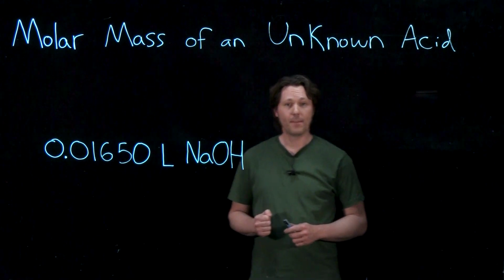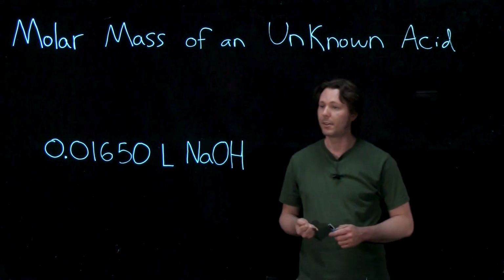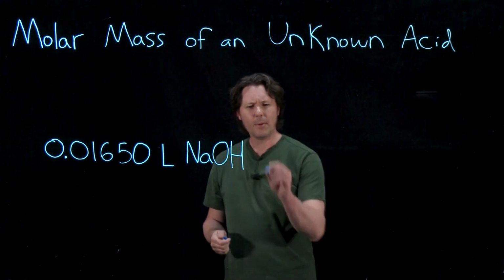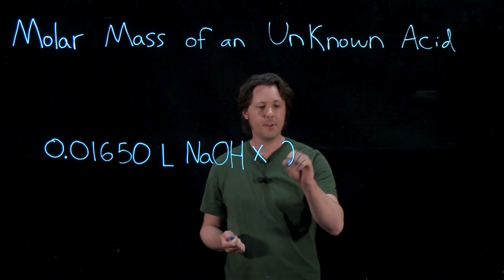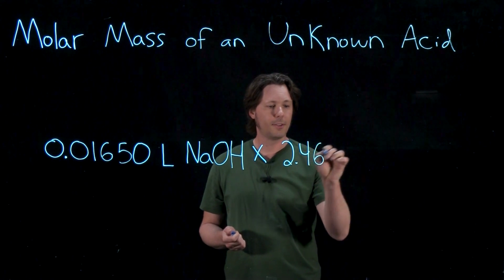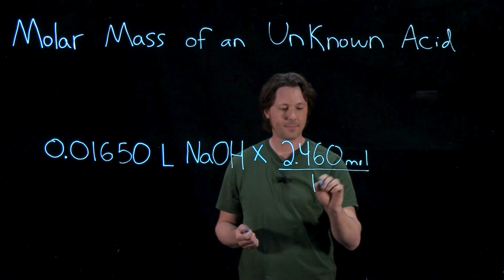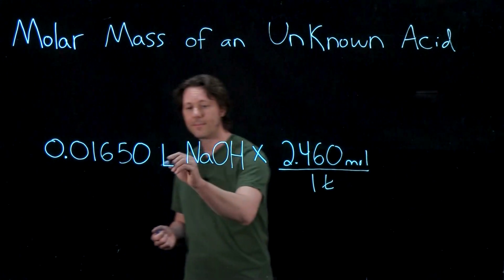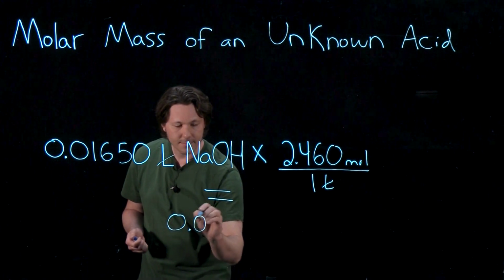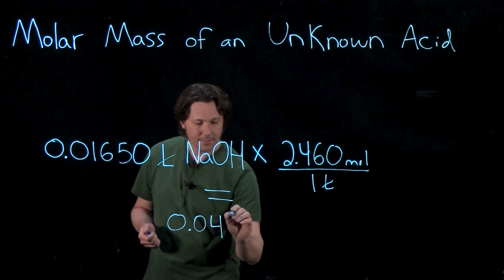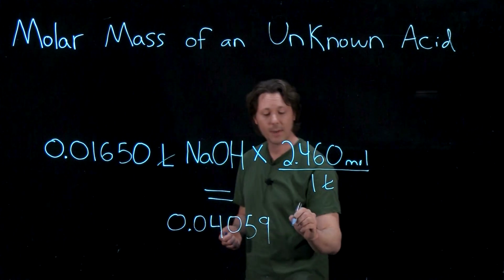First, we convert 16.50 milliliters into liters, and that's what I've done right here. So that's 0.01650 liters sodium hydroxide. And then we multiply this volume by the sodium hydroxide solution's concentration of 2.460 moles per liter. Liters cancel, and we have 0.04059 moles of sodium hydroxide.